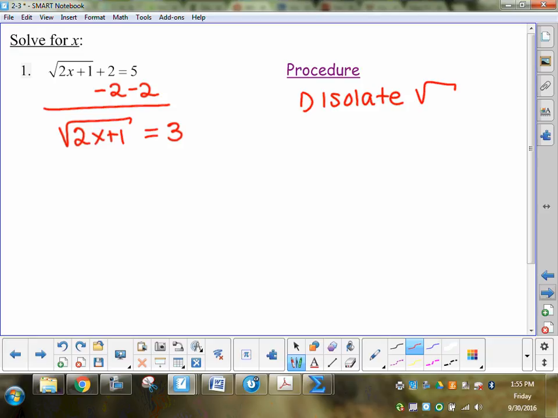So we did that. What's the next step going to be? Jordan, what do you think? Square both sides. Terrific. You don't square root both sides, you square both sides.